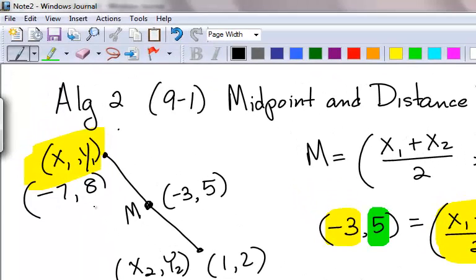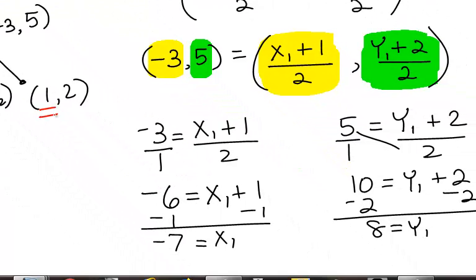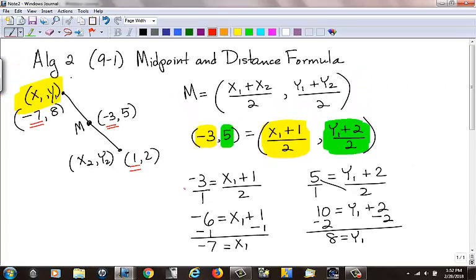Now, check it. If you add this x value plus this x value, negative 7 plus 1, negative 6, and divide by 2, do you get that midpoint? Yep. Add this y value, 8 plus 2, 10, divide by 2, yeah.